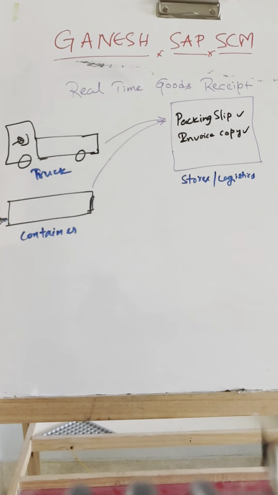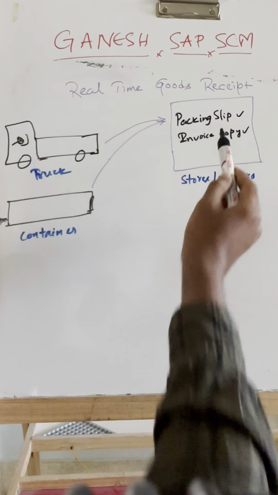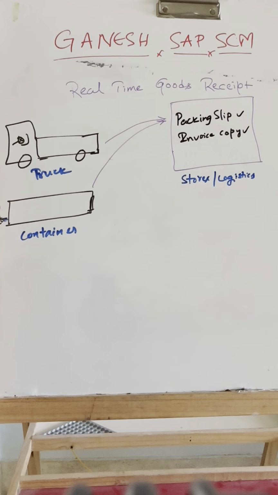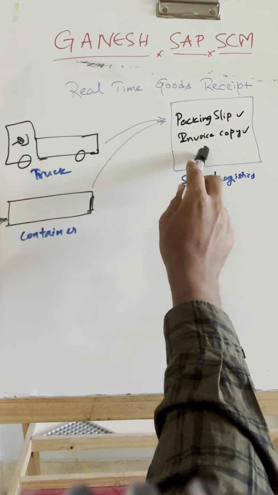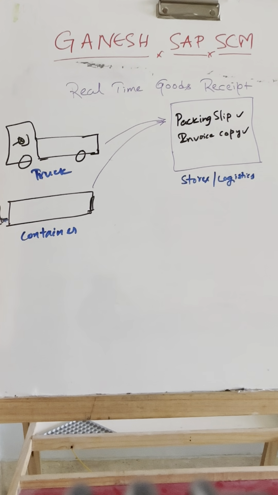The invoice copy contains the PO, how much quantity was delivered, the price and the tax, and any tax information, or else the price and shipping charges. Those details will be available. So the stores person will verify the packing slip and everything, and then send a person to the unloading activity. So physically a person will come here.